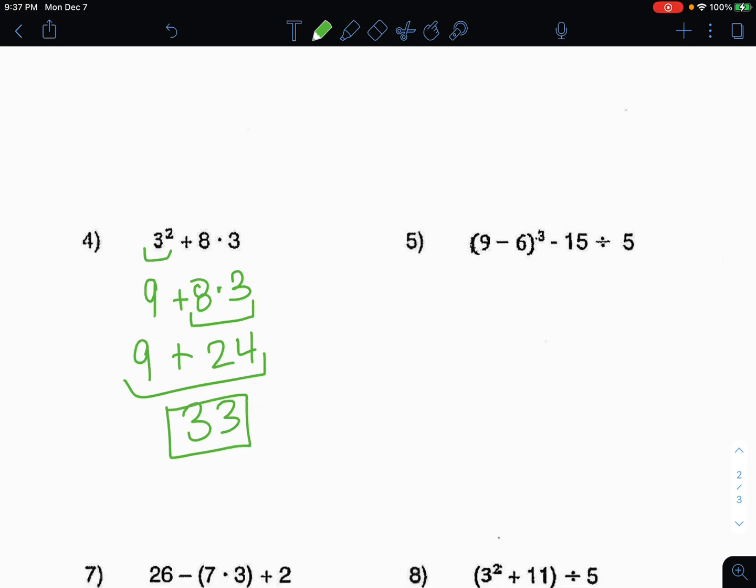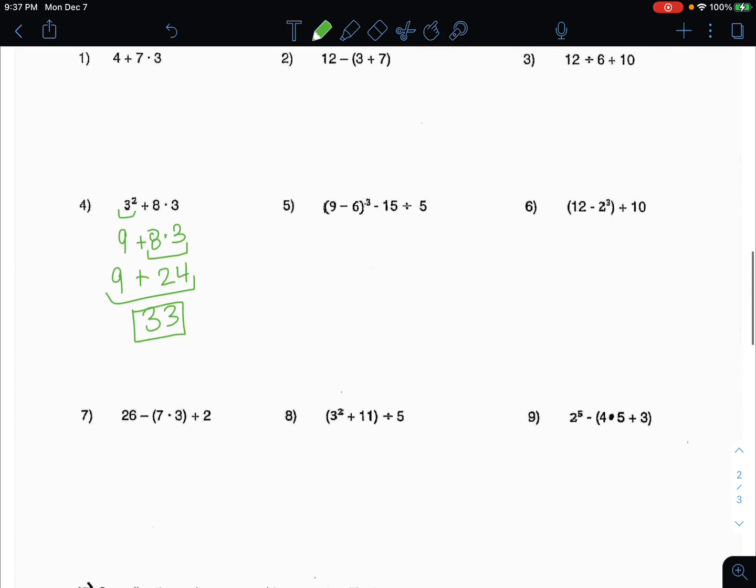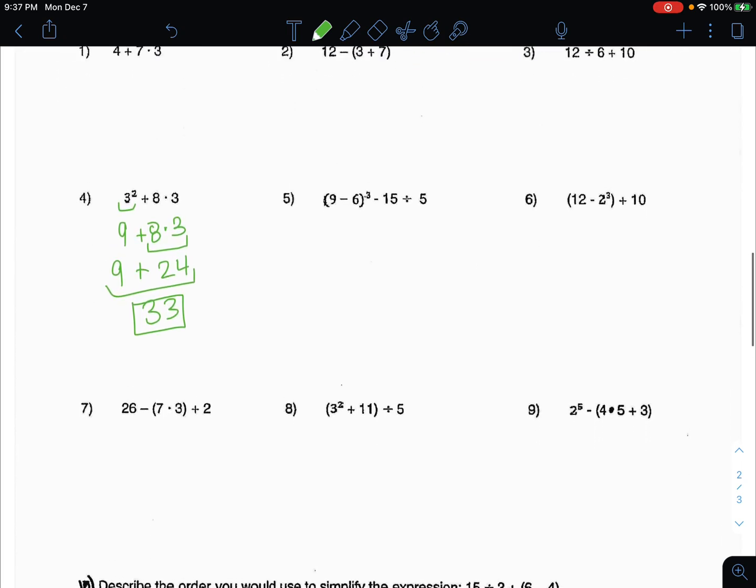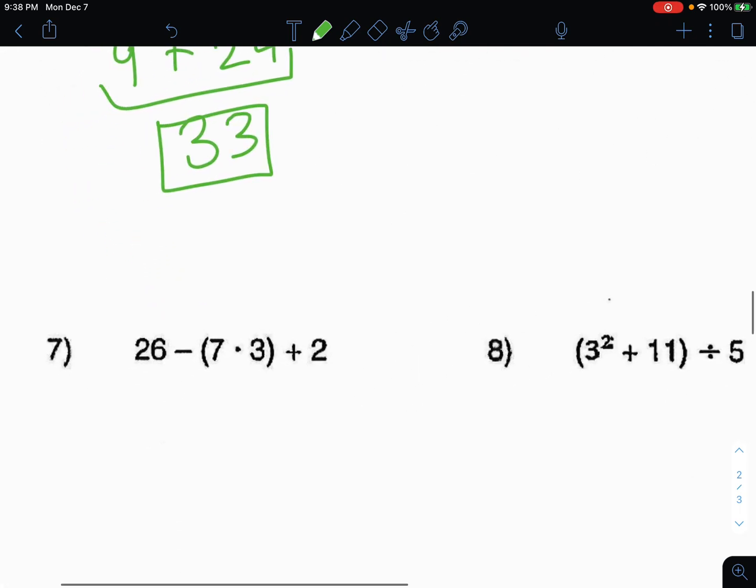Let's try something a little bit trickier. Let's do number 7. That's got some parentheses in it. So we start off with P, parentheses, and we do have some parentheses. We do the inside of the parentheses, and inside the parentheses is 7 times 3. So we do that first. 7 times 3 is 21. At that point, we are done with the parentheses. You bring everything else down. Bring down the plus and the 2, bring down that minus sign, bring down the 26.